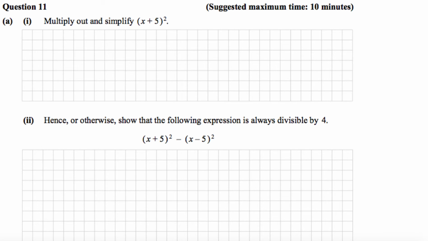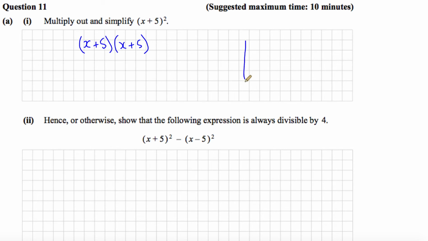So this is the 2016 Junior Cert Higher Level Paper 1, and we're looking at question number 11. Part A1 says multiply out and simplify (x + 5) all squared. Well, (x + 5) squared is equal to (x + 5) by itself. So it's (x + 5) by (x + 5).